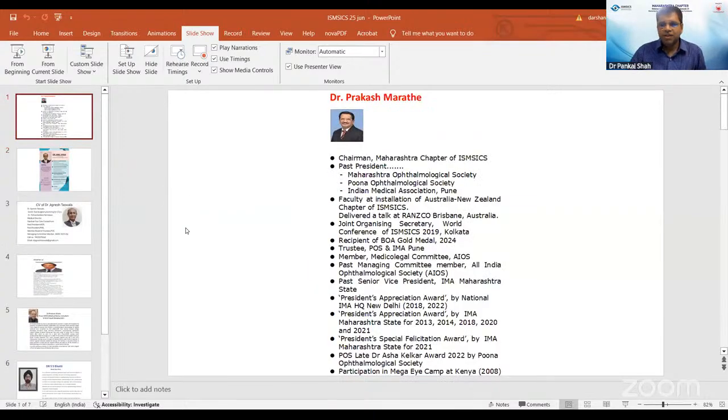So it's a wonderful evening and we have a galaxy of speakers, chairpersons and discussions today with such an interesting topic. To begin with, the chairpersons for today, we have Dr. Prakash Marathe, sir, our own. He's the Chairman, Maharashtra Chapter ISMICS, past president of MOS, POS and IMA Pune. He has been a faculty at the inauguration of the Australia and New Zealand chapter of ISMICS and has been organizing various conferences and has various awards to his name, and is a very active ISMICS proponent and a very strong proponent for all SICS surgeries.